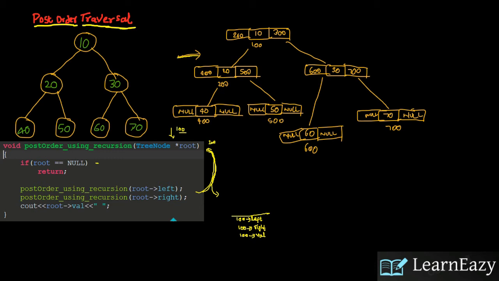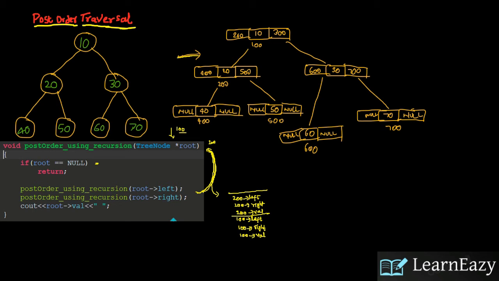Here 200, we need to pass it to this function. So 200 not equals to null, then 200 left. 200 left, we need to pass it to this function again. 200 left, 200 right, 200 value.